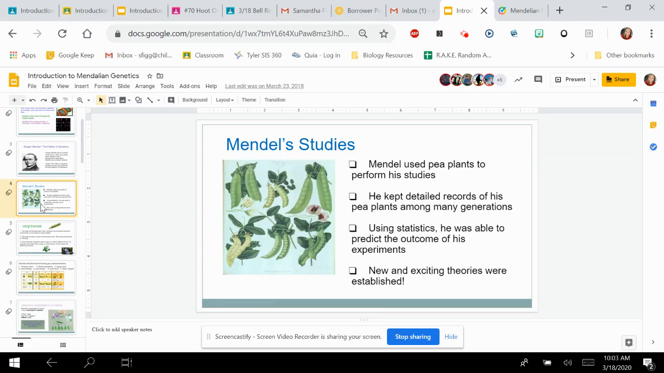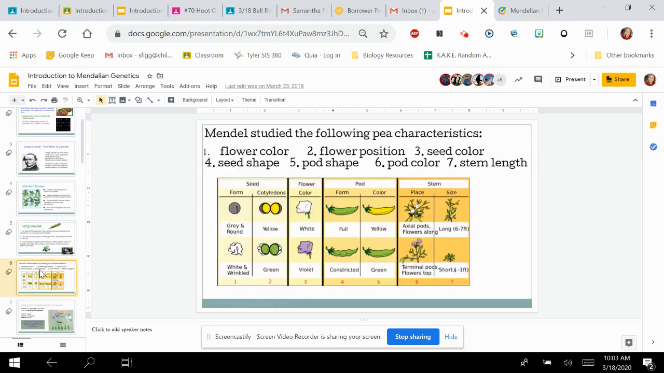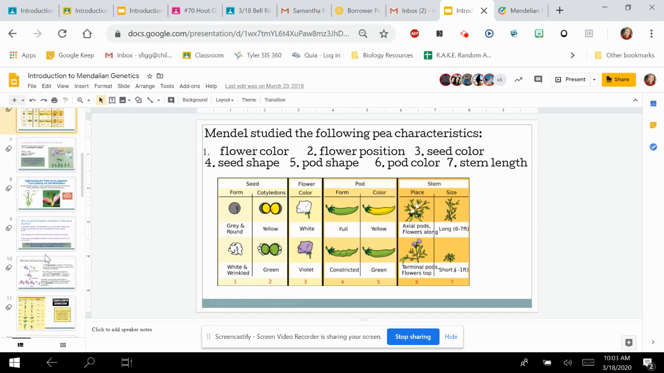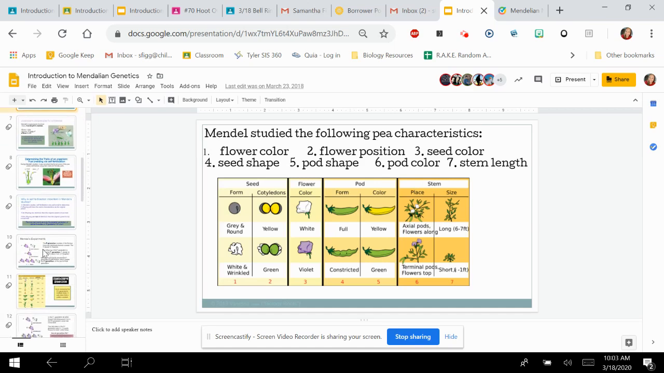So, Mendel was this monk who studied pea plants, and he got really lucky in that he picked pea plants because they happened to have all of these different traits that were really simple, dominant versus recessive. The further we get into this unit, the more you're going to realize this is actually super rare. But pea plants were really useful when Mendel got started.